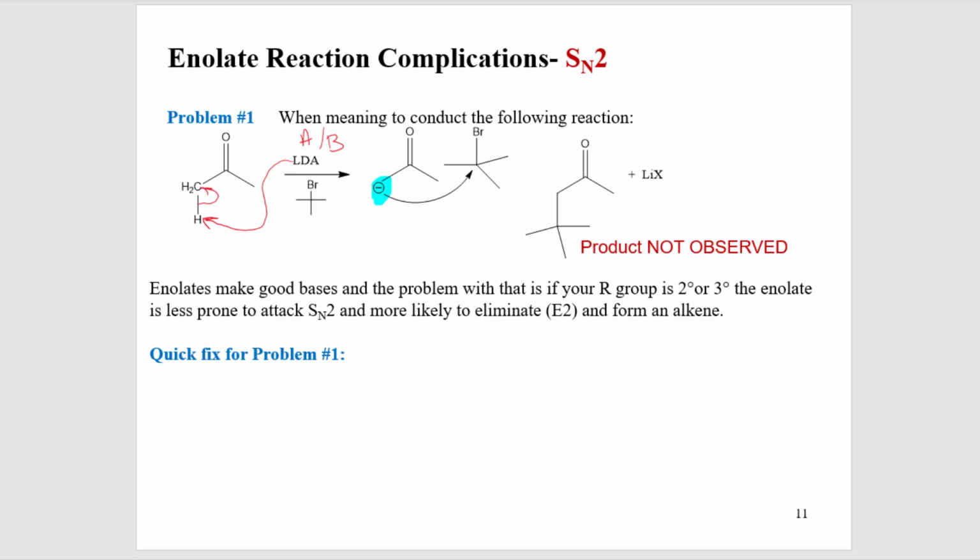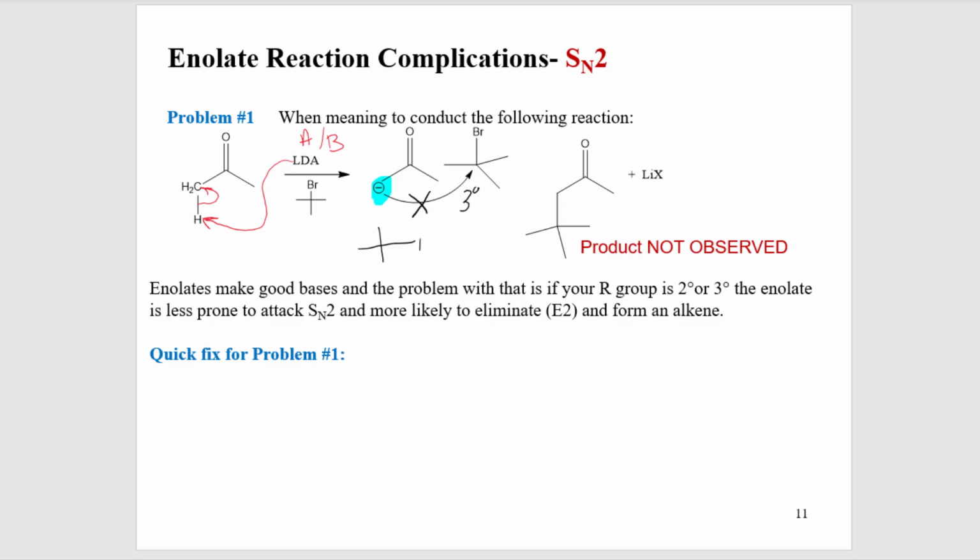Well, if you think back to SN2, all the rules for SN2 still apply. Even though we're using a strange looking enolate as our nucleophile, it doesn't negate all the rules of SN2. If you have a tertiary carbon bearing the leaving group, these are not good conditions for an SN2. So therefore, the enolate is not going to behave as a nucleophile. It's going to behave as a base.